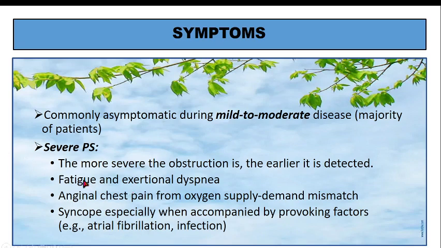And what are the symptoms? Fatigue and exertional dyspnea. Thakavat bahut hai and with small activity the person becomes sick. And next is anginal chest pain from oxygen supply demand mismatch.